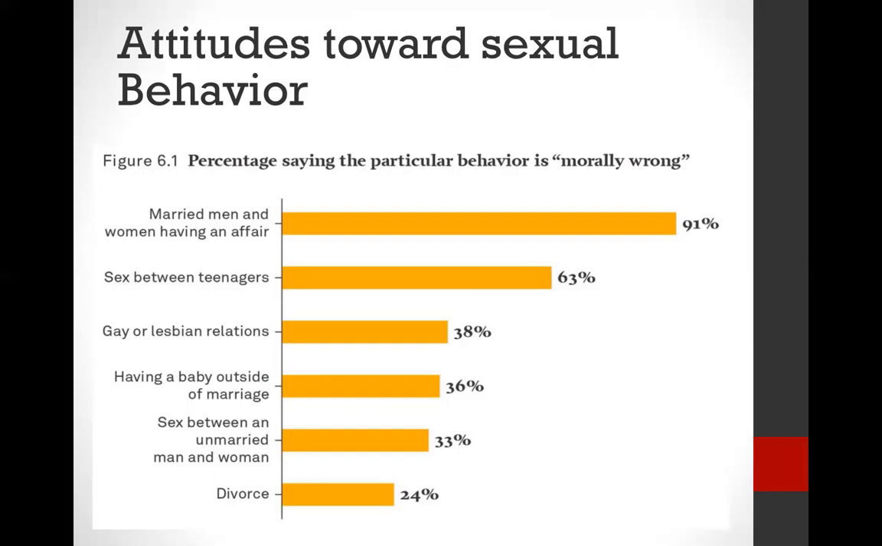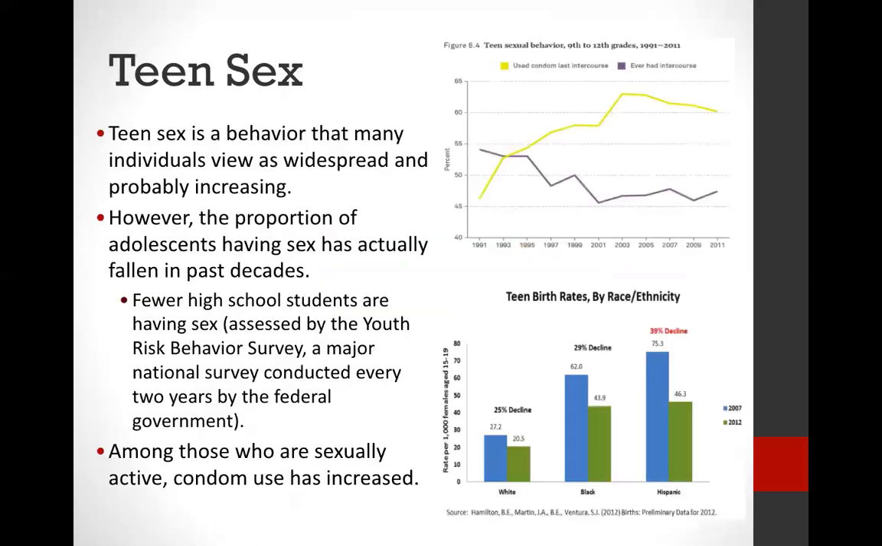33% say premarital sex is wrong. And then, of course, there are also some questions about having a child out of wedlock and divorce. So there certainly seems to be a sizable number of people in this country that still feel like there are some behaviors that are unacceptable, that are deviant in regards to sex. And I'm going to delve a little deeper into a few of those.